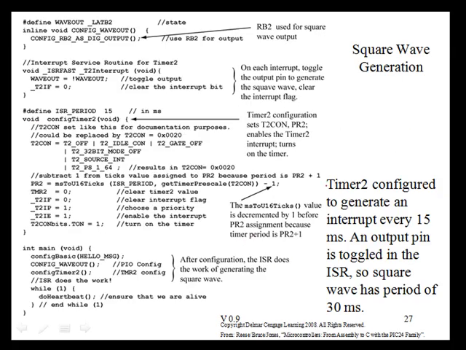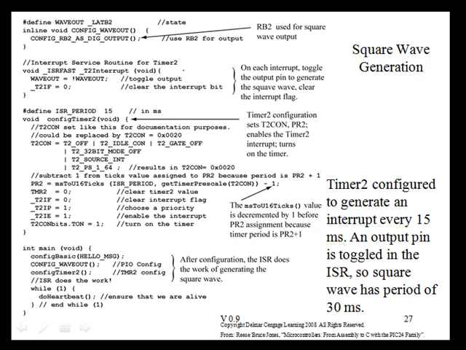Recall that back in chapter 9, we had an example in which we used timer 2 to generate a square wave by generating a periodic interrupt every 15 milliseconds, and then inside the ISR we simply toggled an output pin. If we can generate a square wave this way, why do we even need the output compare module method of generating a square wave? Well, there are a couple of problems with this method.